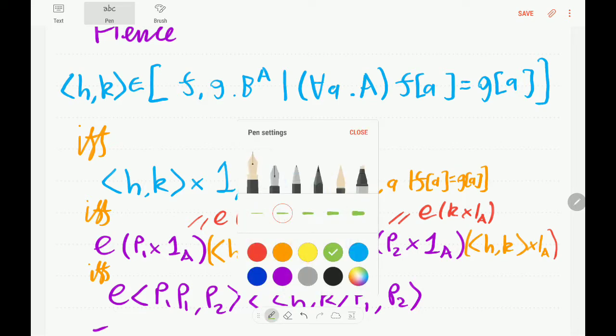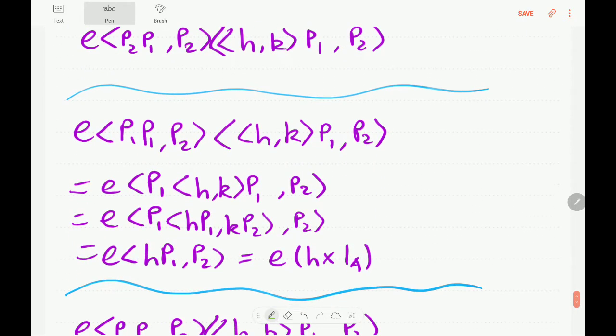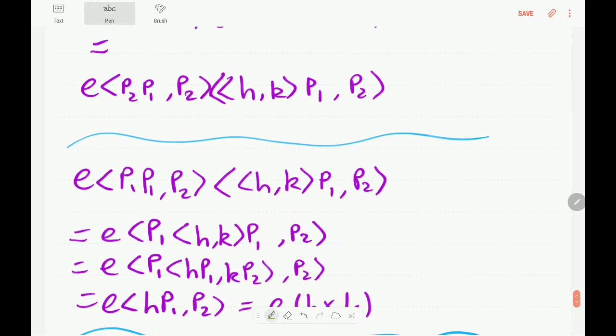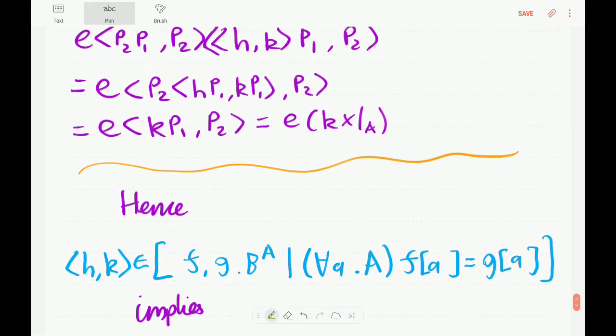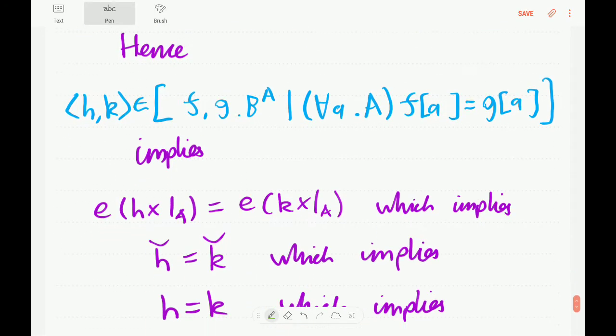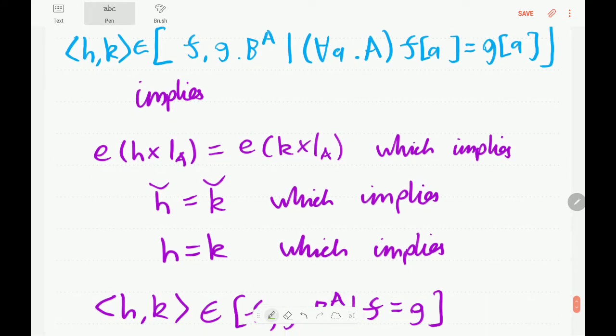Okay. Anyway, I took some effort in expanding those out. You can see you're working here. Pause the video if you want to work through it, but there's no point because there was a shortcut. Anyway, so basically, we're going to have that h comma k is in our original extension if and only if e after h times identity equals e after k times identity.